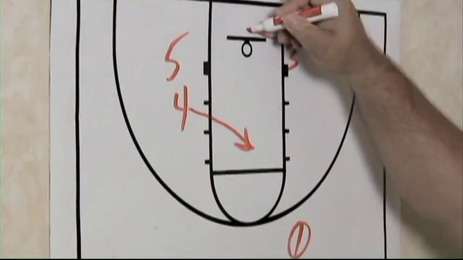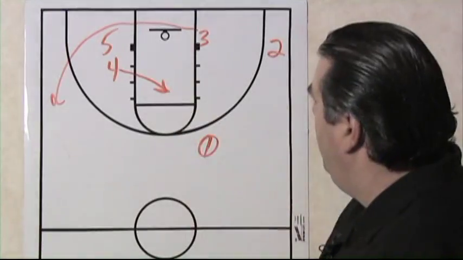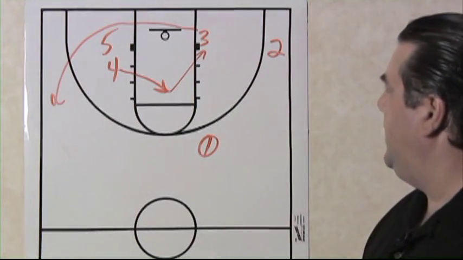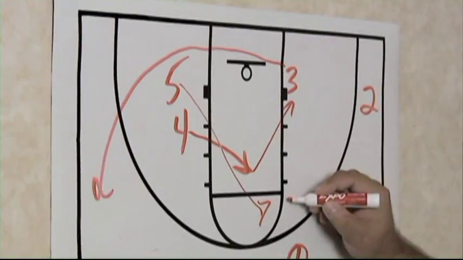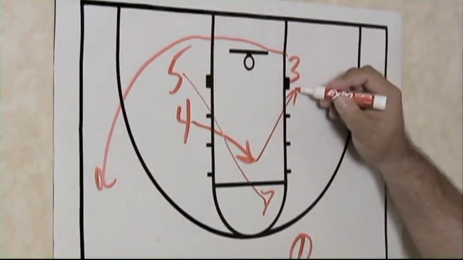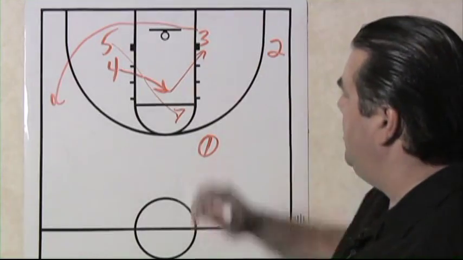As that's happening, 3, after he set his screen, is coming out to the left side of the floor. 4 is flashing into the middle. If he does not get the ball, he is going to step to the ball side low post. 5 now is going to flash to the high post. And you will see with the 5-man in the high post, the 4-man down in the low block, the 3-man out to the wing, we are now in our original alignment that started this offense.